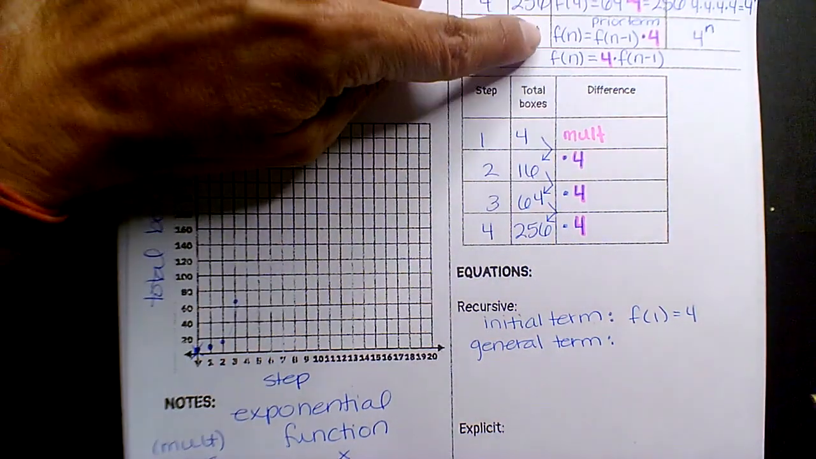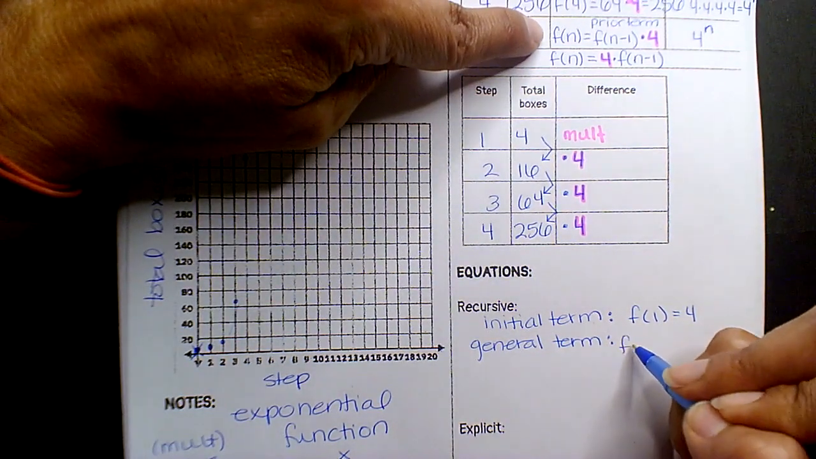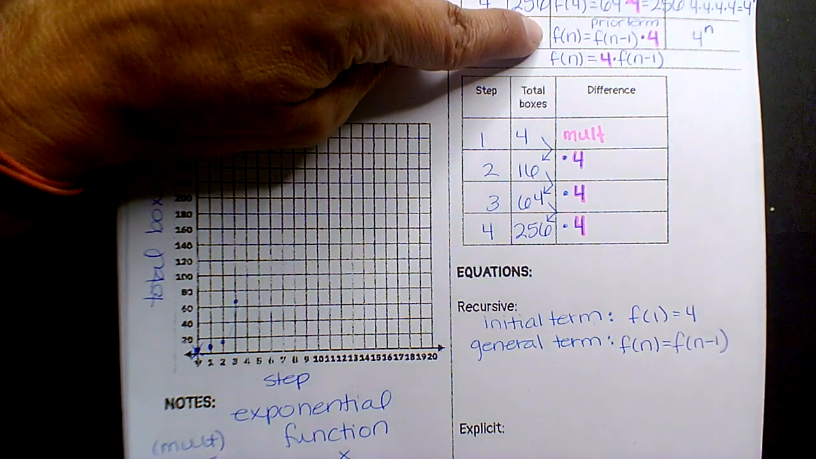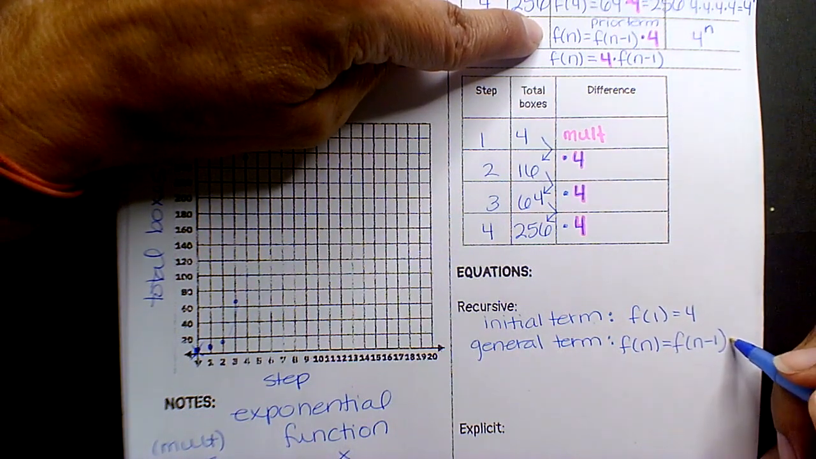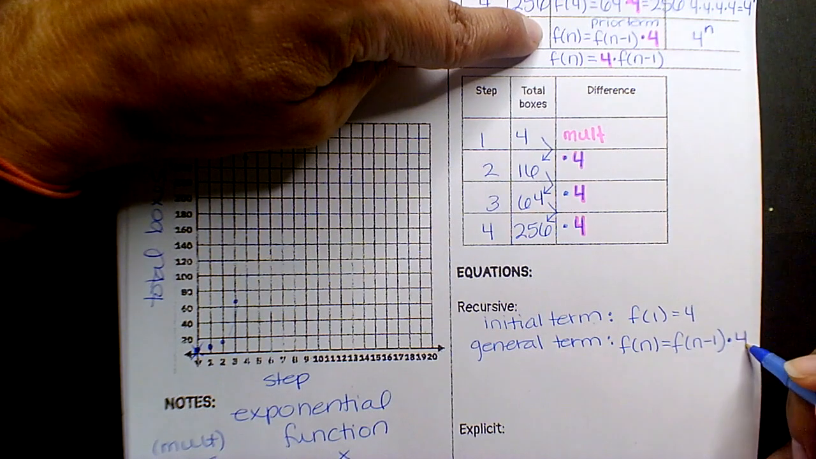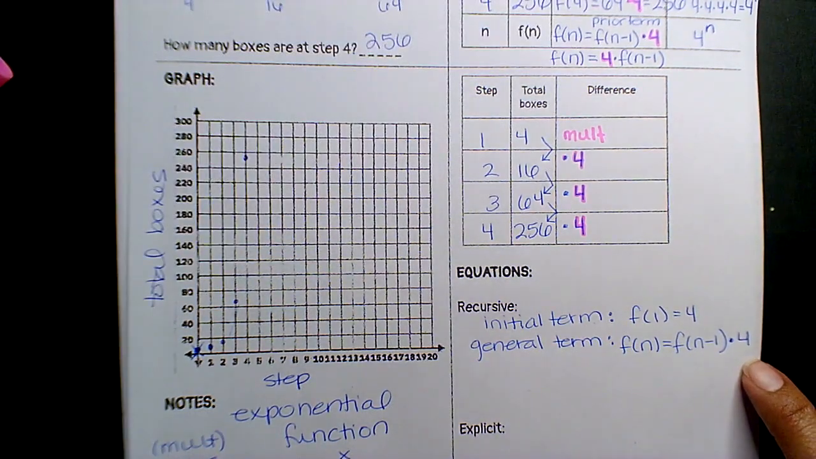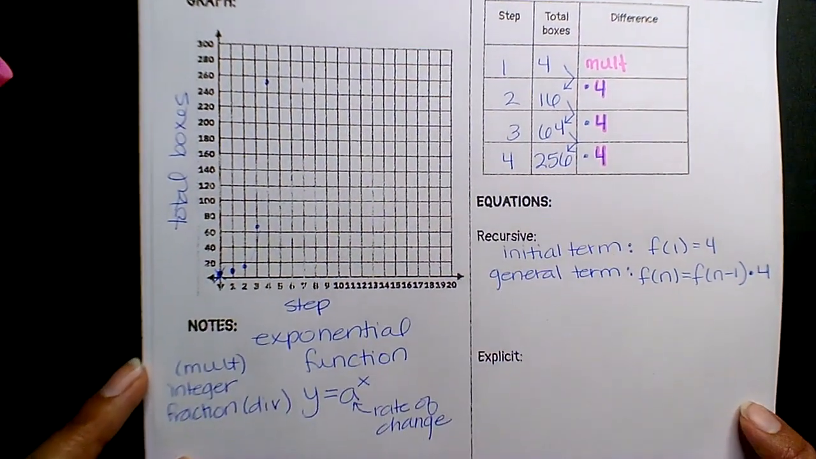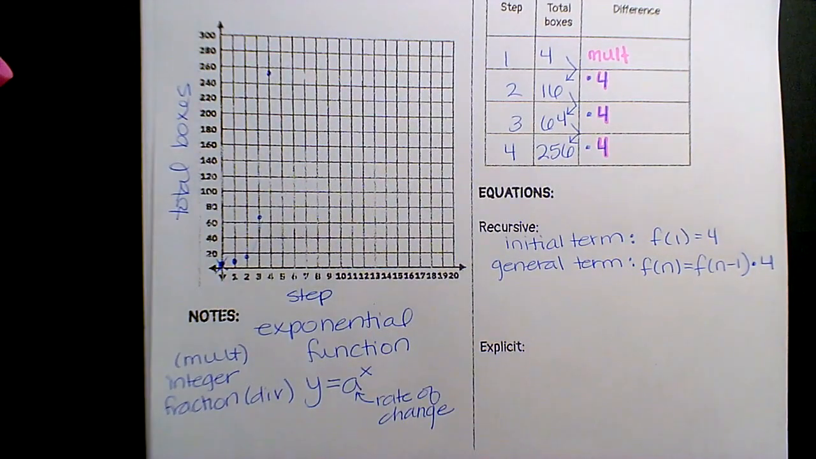Okay, so f of n is the prior term, and then what's the constant change that's occurring? You're multiplying by 4. And so that's your recursive. Oh wait, before I go into explicit.